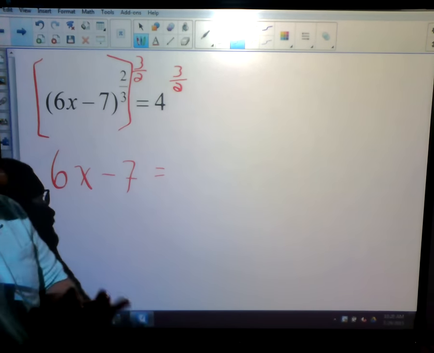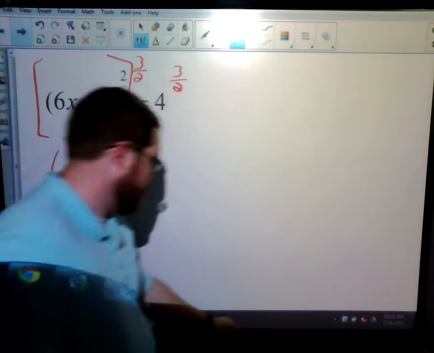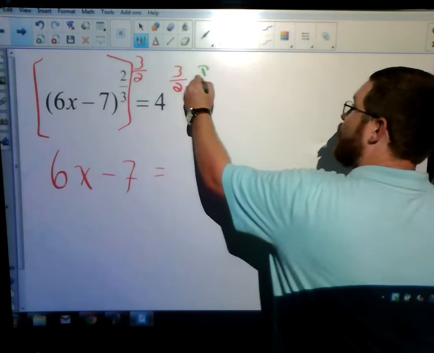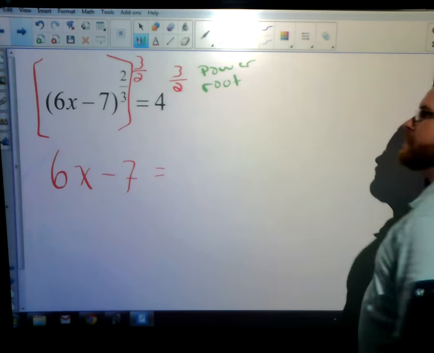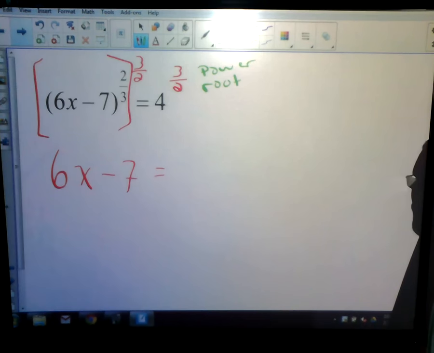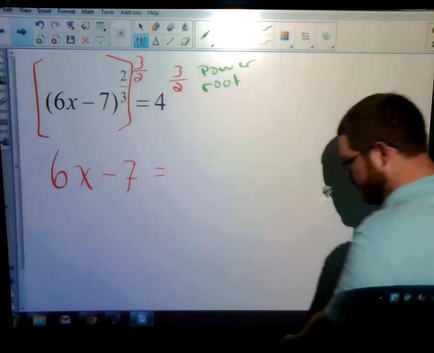Well, remember, this is power over root. So it's a third power over a square root. Is it easier to do a root first or a power first? I'm going to do the root first because it makes things smaller.